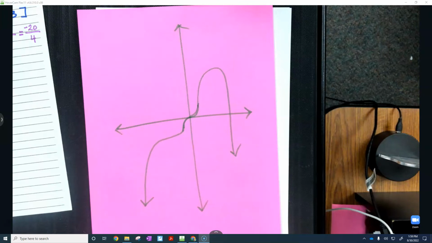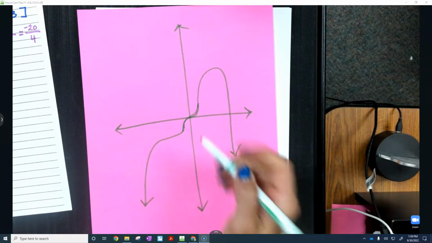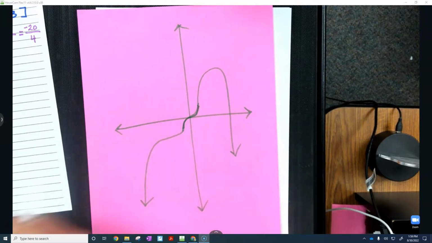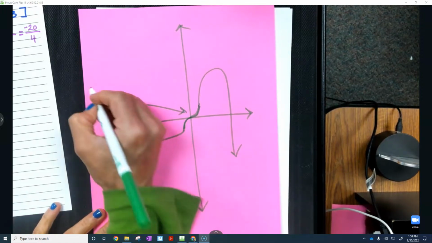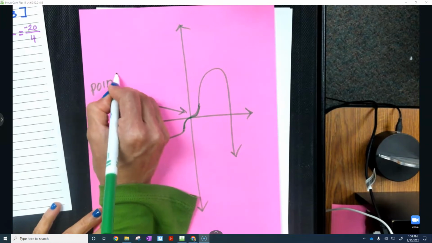We have this crazy looking image here, guys. Here's what this image means. I called this a swirl earlier. That's not really considered a swirl, but I'll still use that term. This is called a point of inflection. Please write that down.